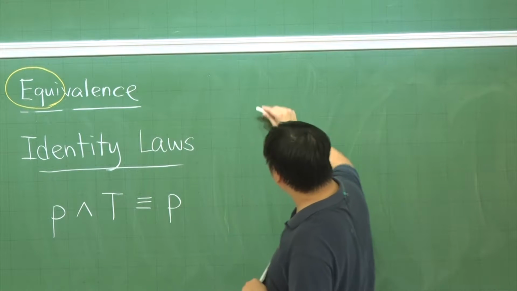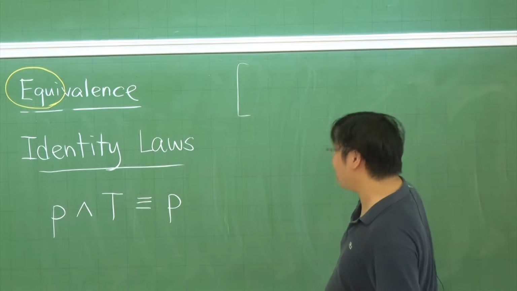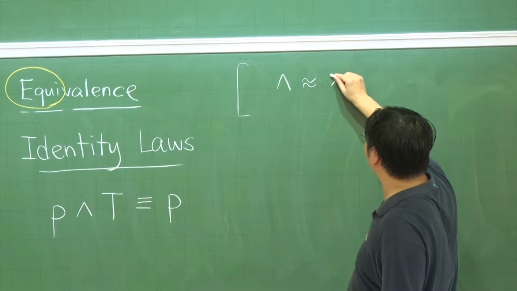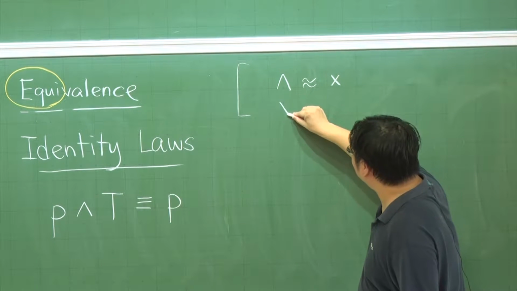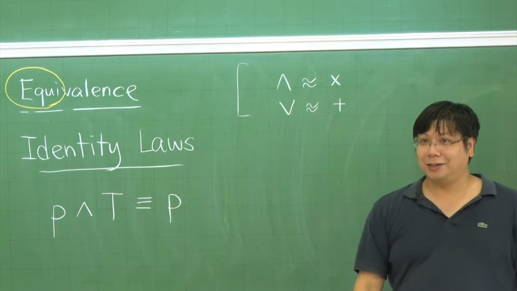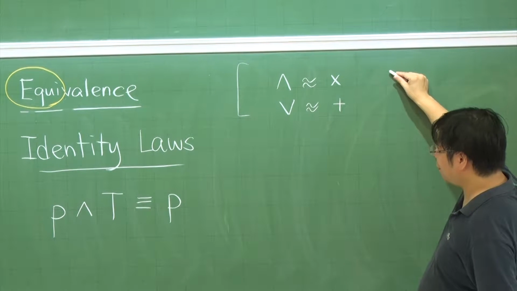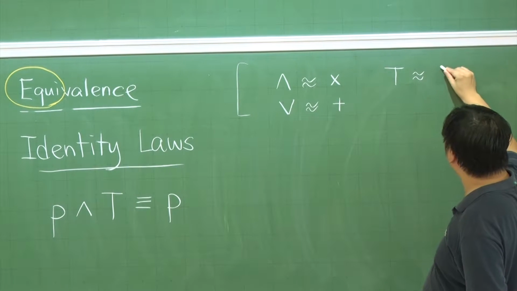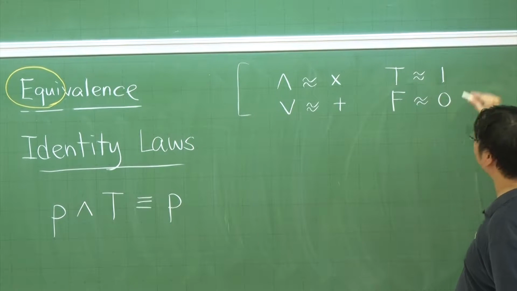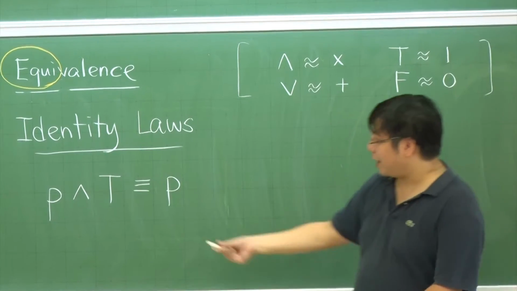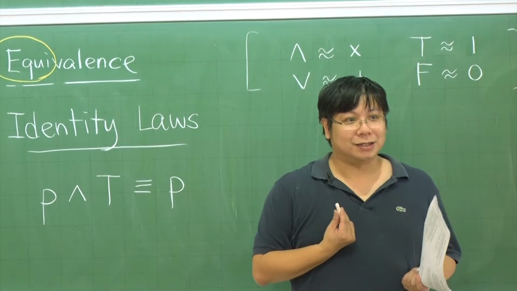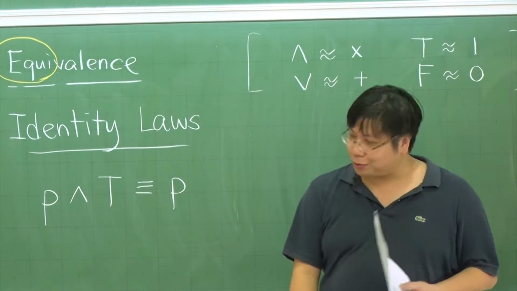Let me tell you something I use to memorize it myself. This AND operator is similar to a multiply in mathematics. This OR operator is very similar, but not always, to a plus. True is very similar to a 1, and false is very similar to a 0. So something multiplied by 1 gets back to itself. This is something you may interpret.